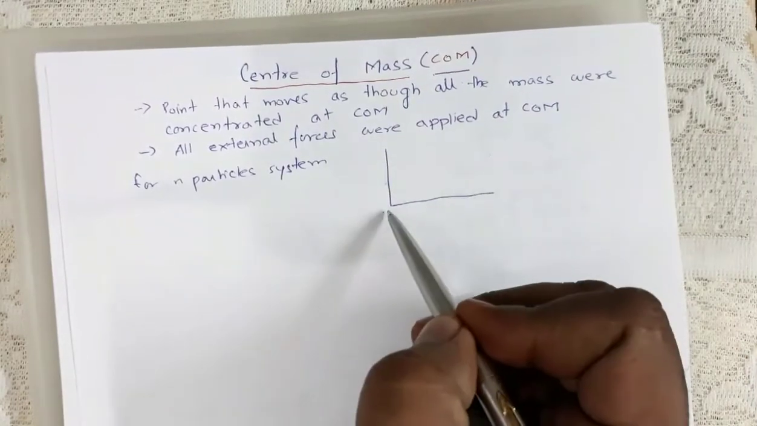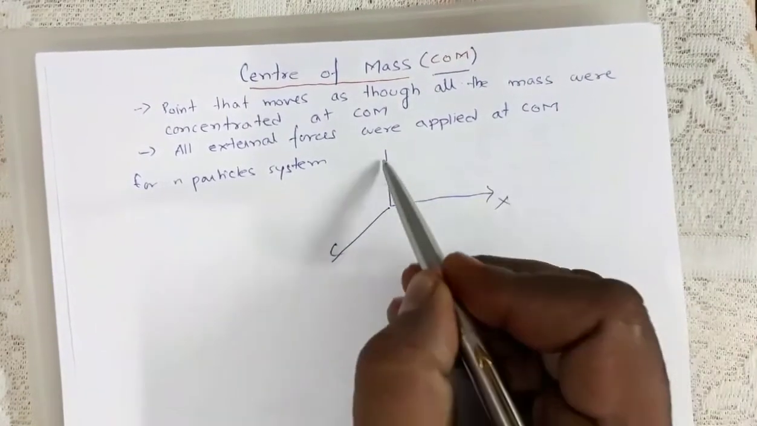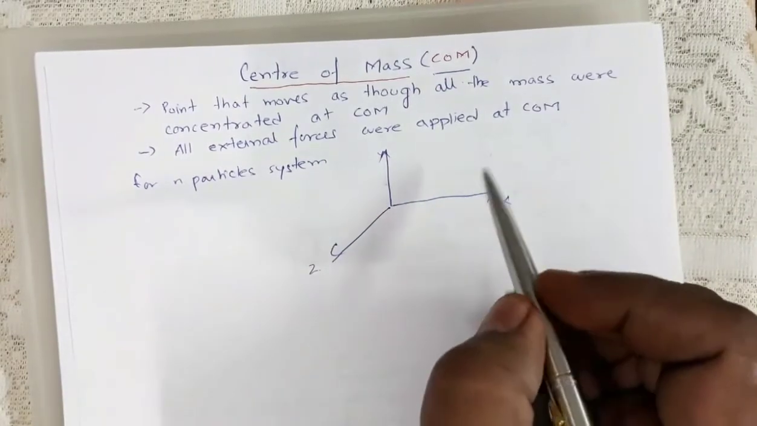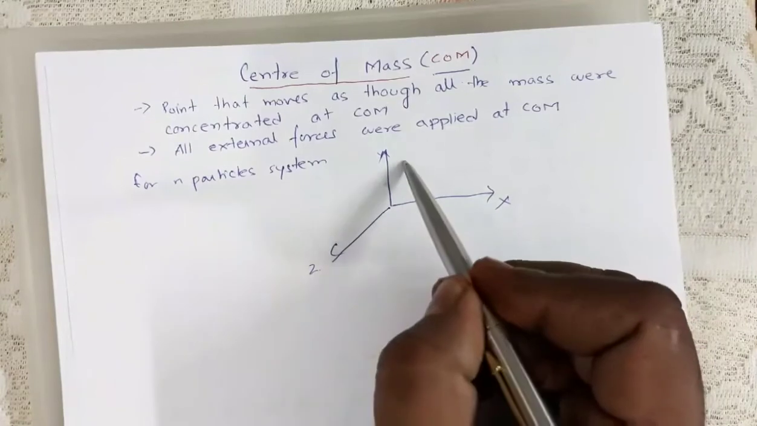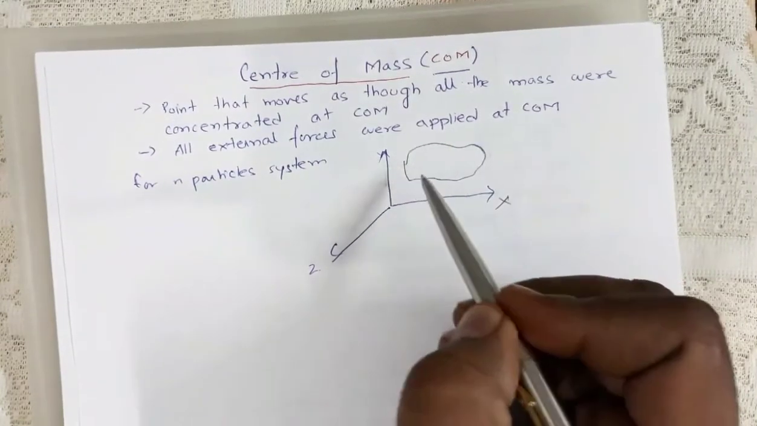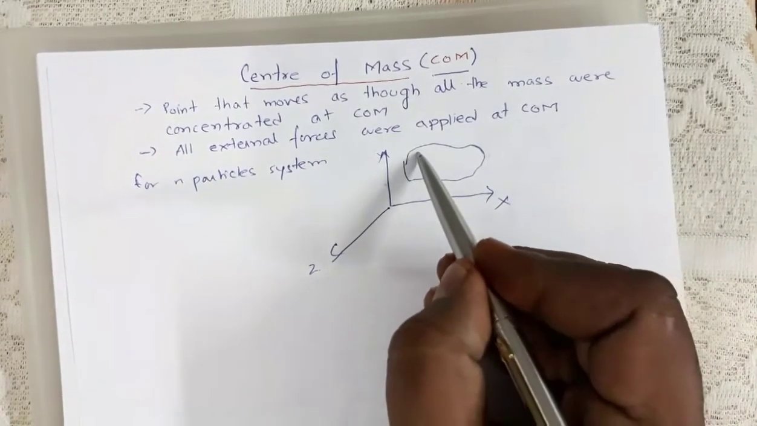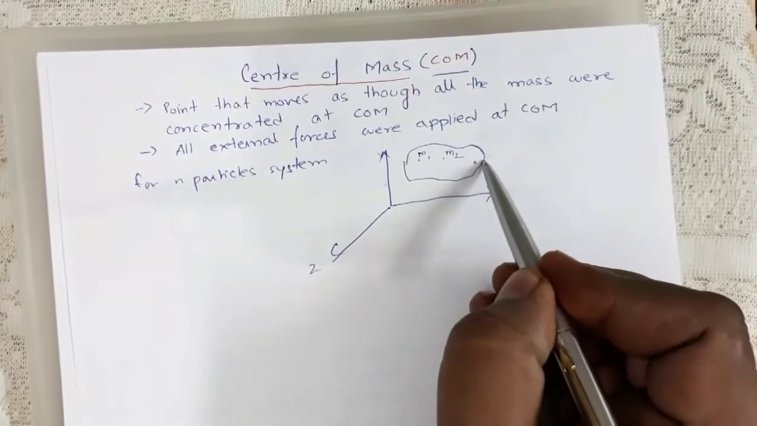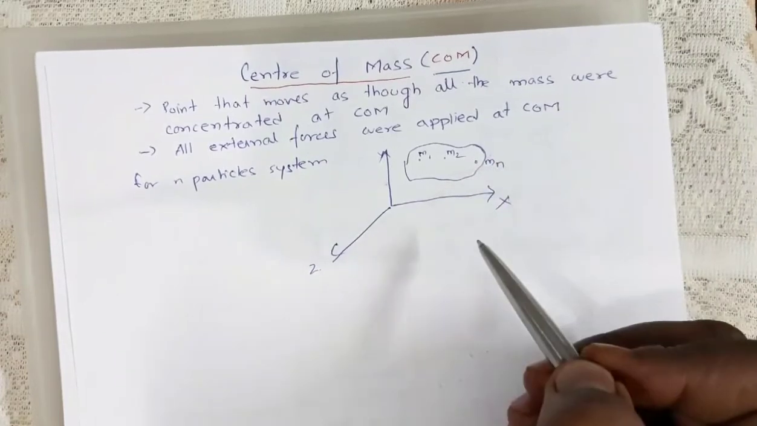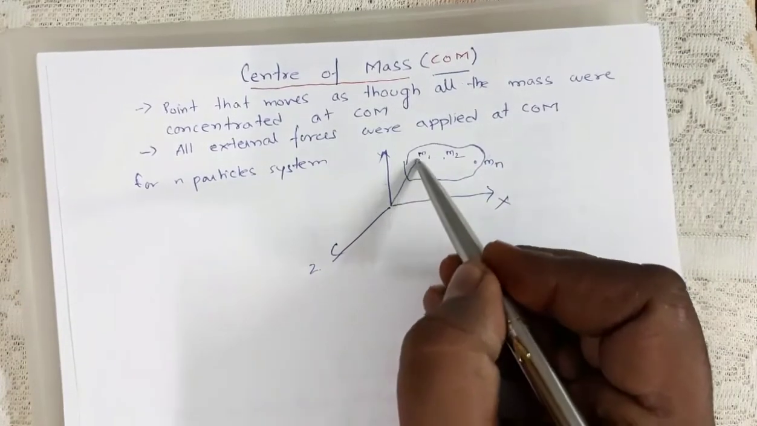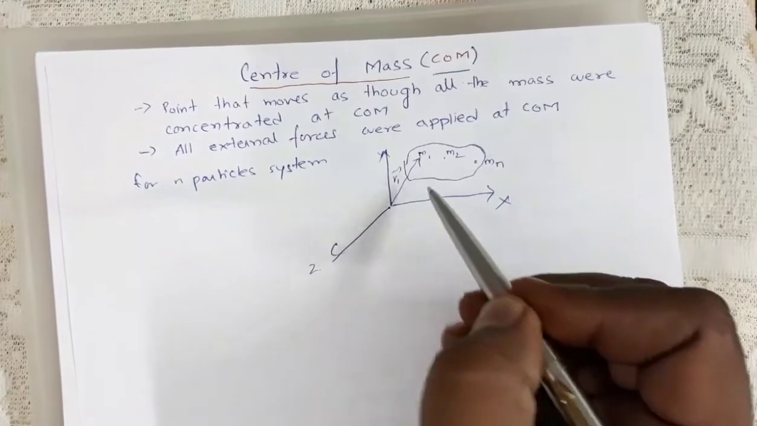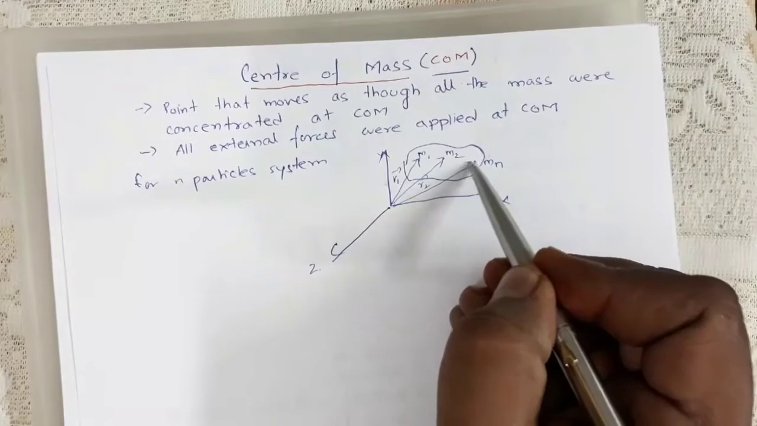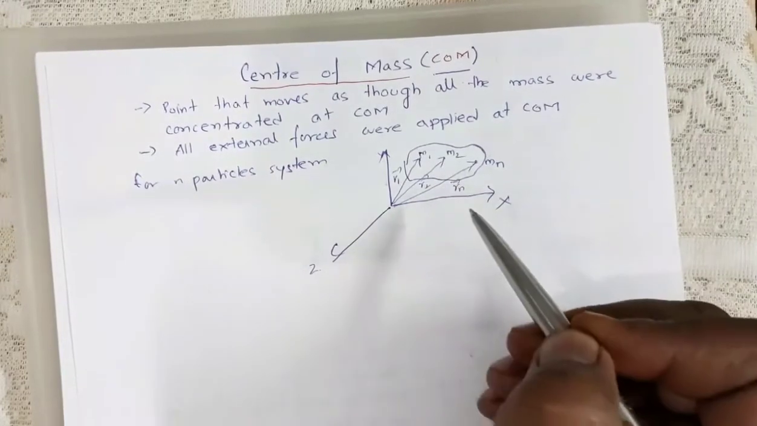Suppose this is a Cartesian coordinate system. So this is x-axis, this is y-axis, and this is z-axis. Now suppose n particle system means you have a rigid body, and this rigid body is composed of n particles. This is a particle of mass m1, this is a particle of mass m2, and suppose this is a particle of mass mn. Suppose m1 is defined by position vector r1, m2 is defined by position vector r2, and mn is defined by position vector rn.